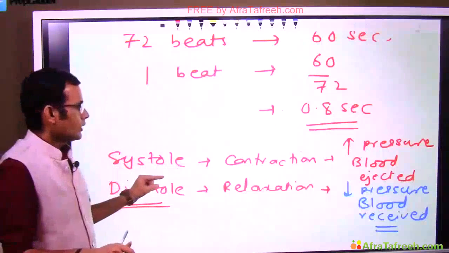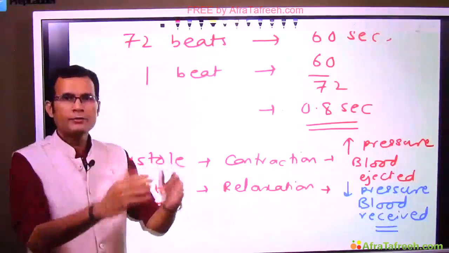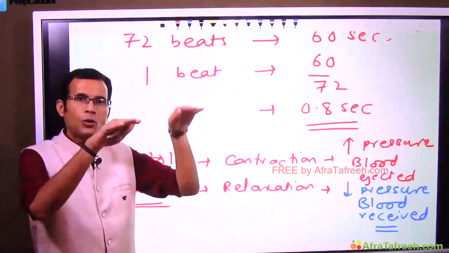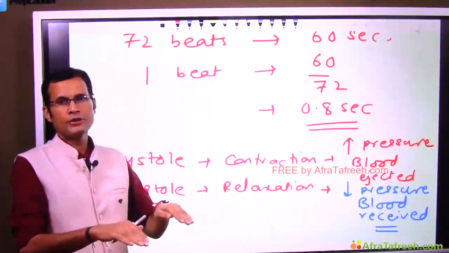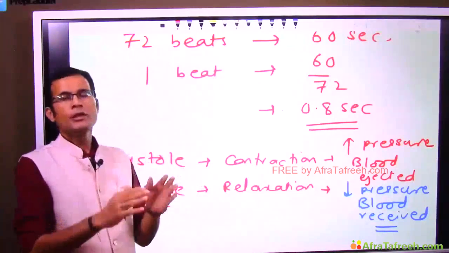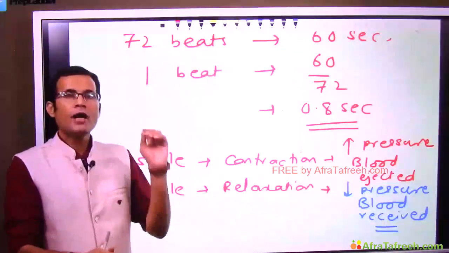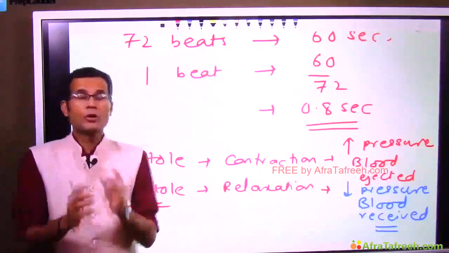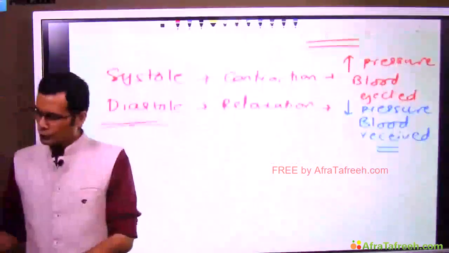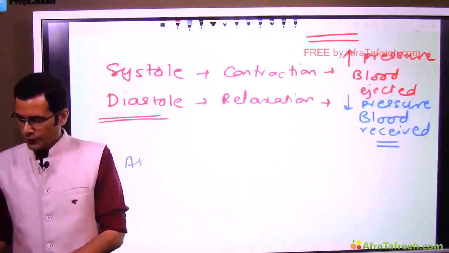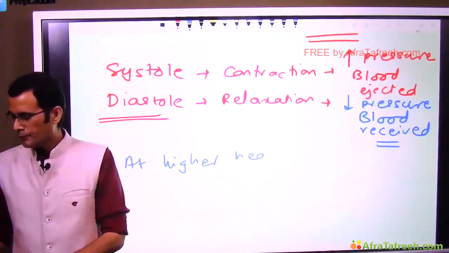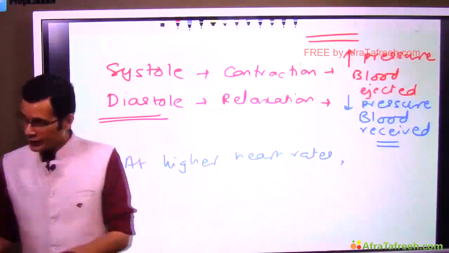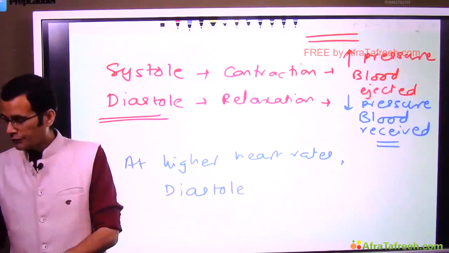Now with that, try to understand this. At higher heart rates, cardiac cycle duration goes on decreasing. That means systole and diastole both will decrease in duration. Ventricular systole, ventricular diastole, both durations will decrease, but diastole will suffer more as compared to systole. And remember, I'm talking about the ventricular diastole and ventricular systole. So let me write this point here. At higher heart rates, both systole and diastole are going to decrease, okay? But the point is, diastole suffers in duration.